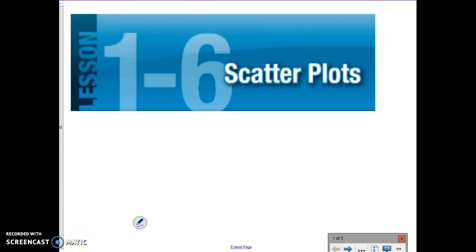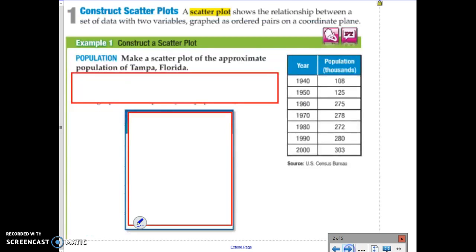Today in Pre-Algebra, we are talking about scatter plots. This is Chapter 1, Lesson 6. A scatter plot shows the relationship between a set of data with two variables graphed as an ordered pair, or ordered pairs, on a coordinate plane.